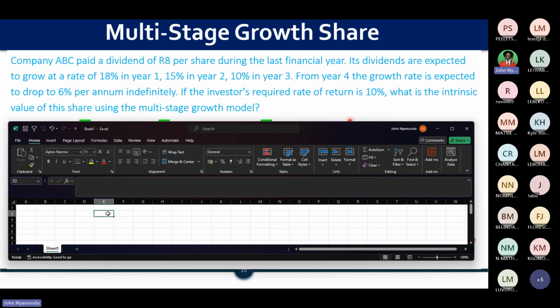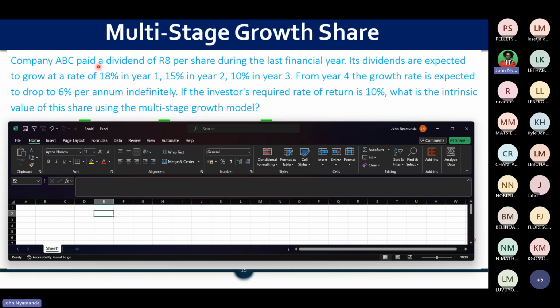Okay. Ladies and gentlemen, multi-stage. We are back to something we did last week, but now we are taking one small step forward. We are still using the multi-stage. Remember last week we did a two-stage discount model. Now we are doing a multi-stage discount model. So let's hear the question.